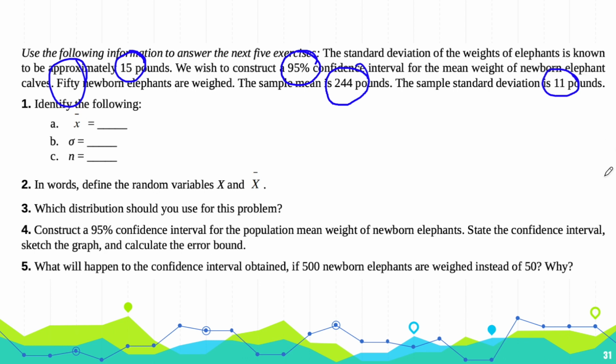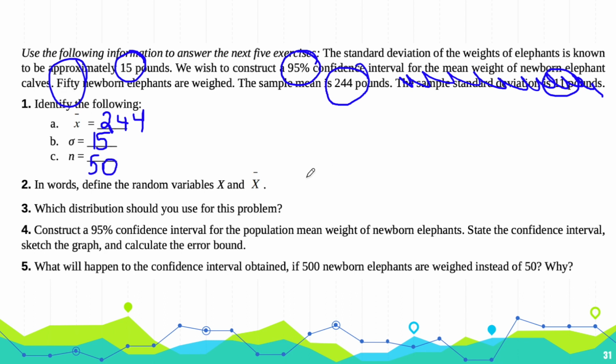Now, what I've taught you so far has asked you to focus on only using the known population standard deviation. So we're going to forget that we know this information because we're going to focus on using our z-scores. So let's first identify the following. What was our given x bar? Yes, that's our sample mean, so it's 244 pounds. The standard deviation of the weights of elephants is known to be approximately 15 pounds, so that's our population standard deviation. Finally, we were given a sample size n of 50 newborn elephants.